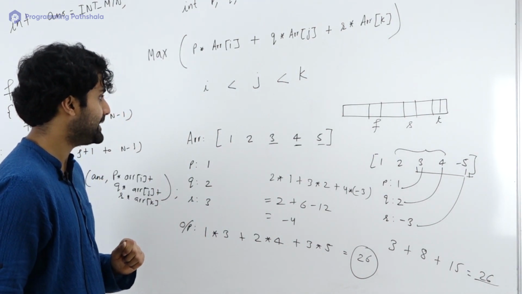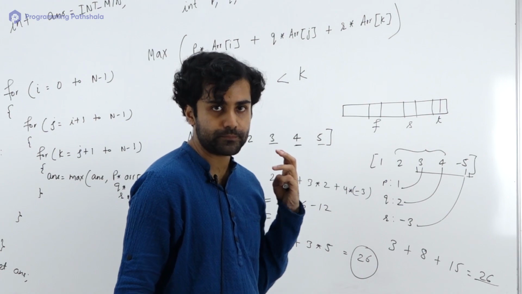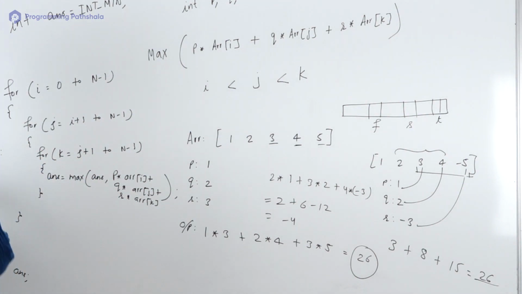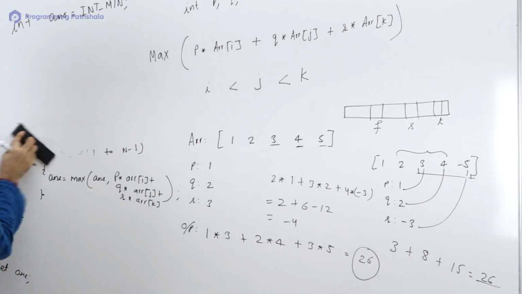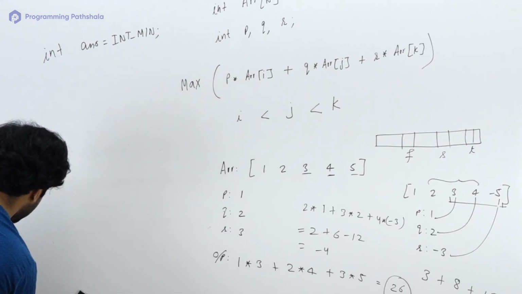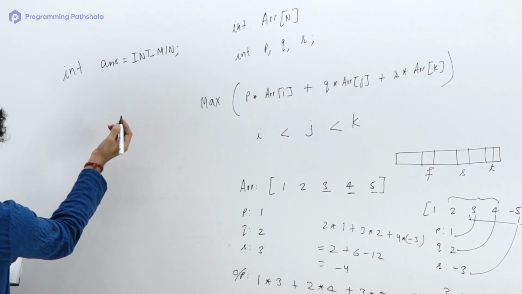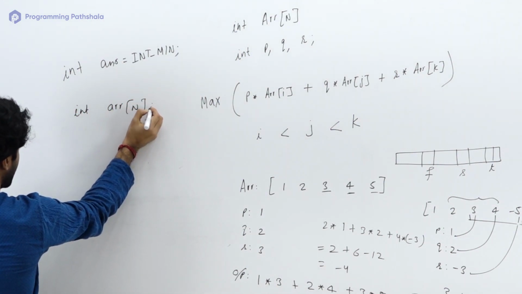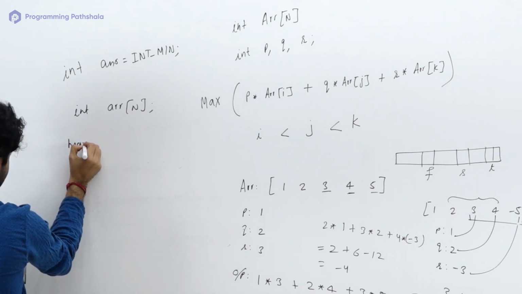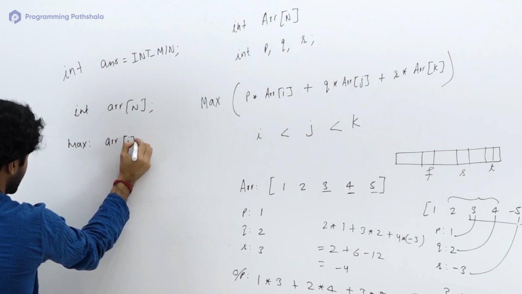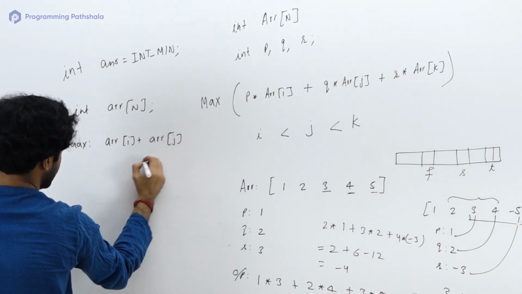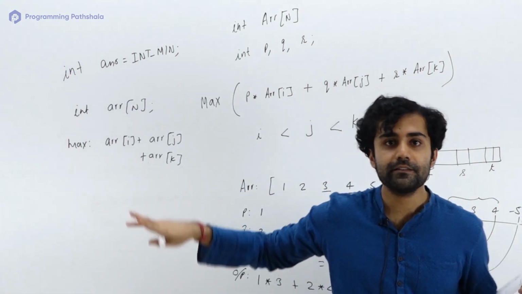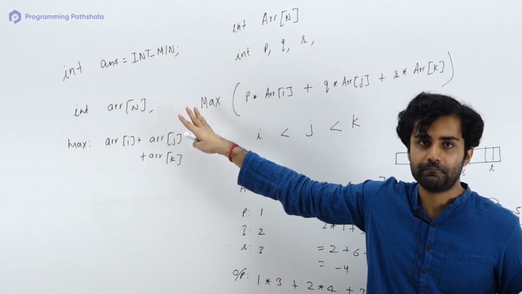For that, I'll suggest one thing. Let's take a step back from this problem and simplify it to a very simple kind of question. Let's think that we had an array containing n elements, and all that you have to do is maximize this expression, which is array of i plus array of j plus array of k. There is no p, q and r over here. Even if they are there, then they are all equal to 1, right?